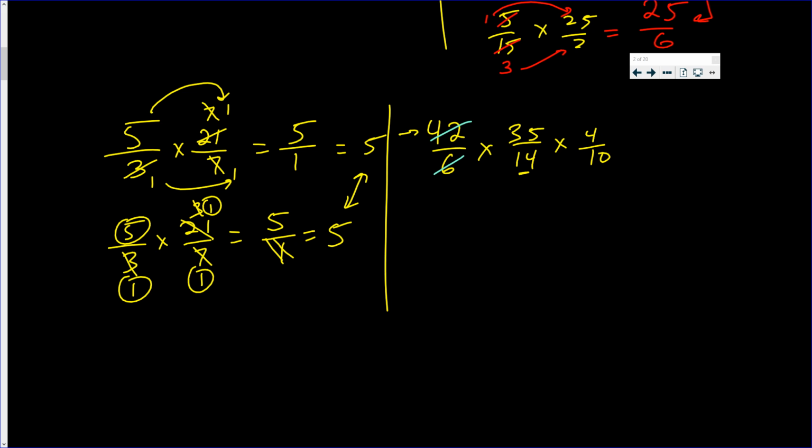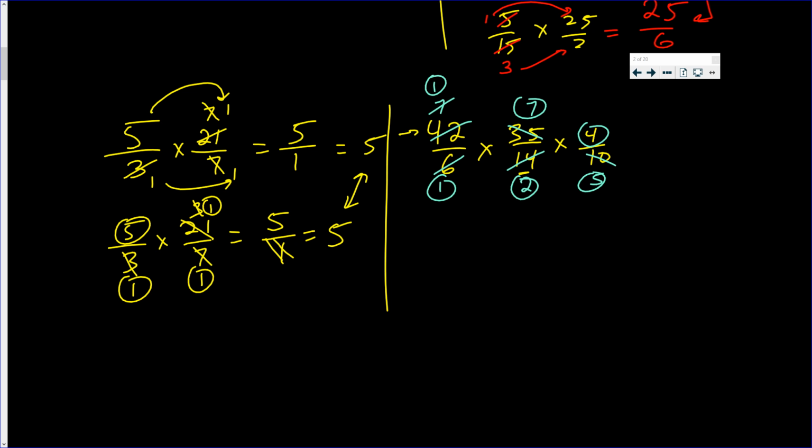6 goes into both of those numbers 7 times and 1 time. And 7 goes into both of those numbers 1 time and 2 times. And 5 goes into both of those numbers 7 times and 5 times. So I'm left with 1, 7, and 4 on the top, and 1, 2, and 5 in the bottom.